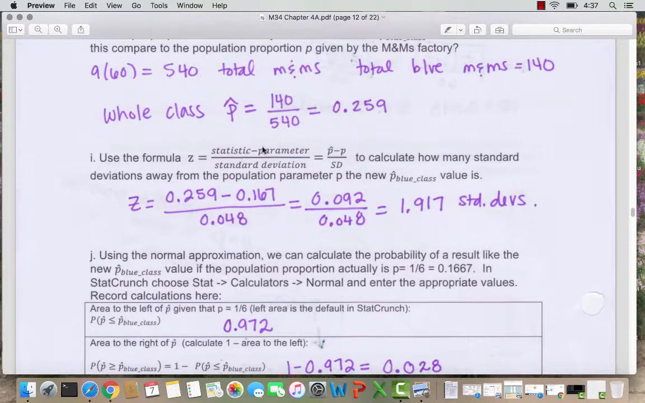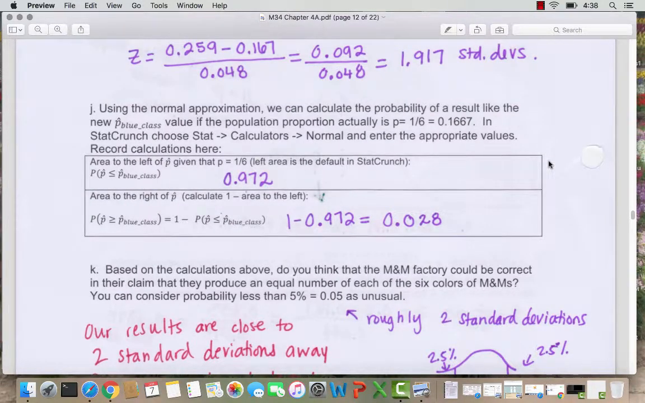So again, we do our statistic minus parameter in the numerator. We're going to say our statistic is 0.259 minus 1 out of 6, or 0.167 as a decimal. We get 0.092, because this is above, higher than the population proportion. And then we divide by 0.048, and we get 1.91 standard deviations. So this is further out than that previous value we looked at from just one group.